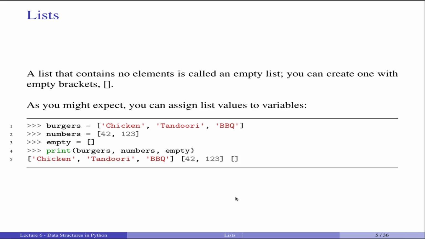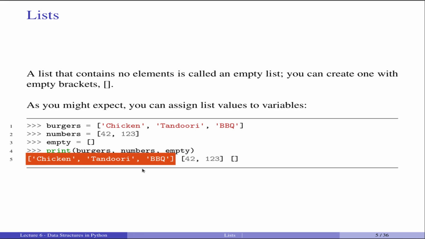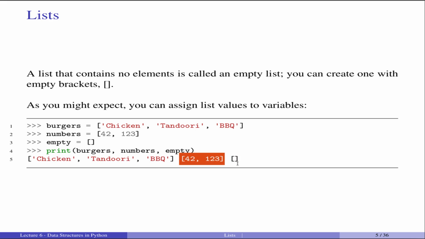So let's see a very small example of a list. Here we have declared a list. The list's name is burgers. The burgers list has 3 items in it. One is chicken, one is tandoori, and one is BBQ. Then we can define a list called numbers. It has 2 elements in it, 42 and 123, and we have declared an empty list which does not have any element inside it. Since there is no element inside my third brackets, that's why it's an empty list. Now if I print our lists, printing burgers, numbers and empty, it prints our lists one after another: the chicken, tandoori, BBQ list, 42 and 123 which is another list, and that empty list.